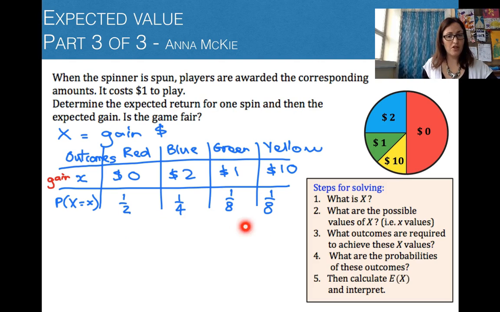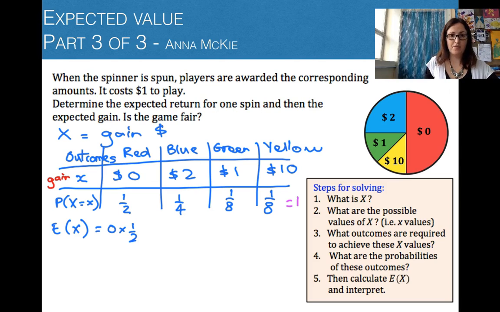Something else worth pointing out is that these must add up to 1. The probabilities of every scenario happening must add up to 1. So if your table doesn't have that, you need to go back and refill something in. Now, our expected return on one spin. So it's the chances of each of these happening. So we multiply these together and then add them up. So I'll show the setting out. So we're multiplying and then adding.